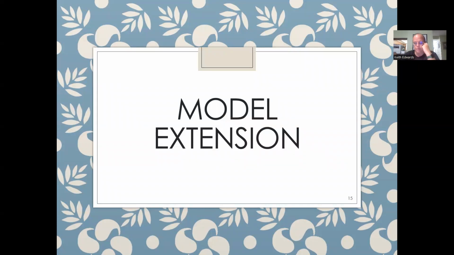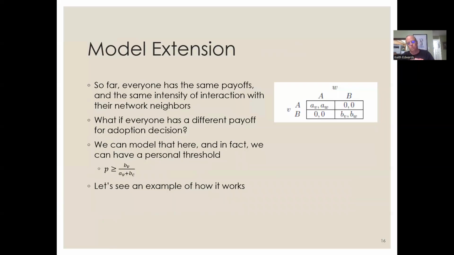So we do a little bit of an extension on our model here. So far, everybody has had the same payoff and the same intensity of interaction with their network neighbors. What if they had different payoffs for their adoption decision? We can model that here. And in fact, we can have a personal threshold that's related to the payoffs for that particular node, in this case, V. So P is greater than B sub V divided by A sub V plus B sub V, and we could call that Q sub V.